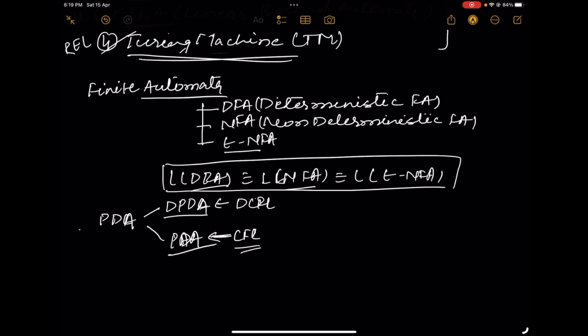Now we are having push down automata. Push down automata is also of 2 different categories, DPDA and PDA. The language accepted by PDA is context free language, and DPDA is deterministic context free language.